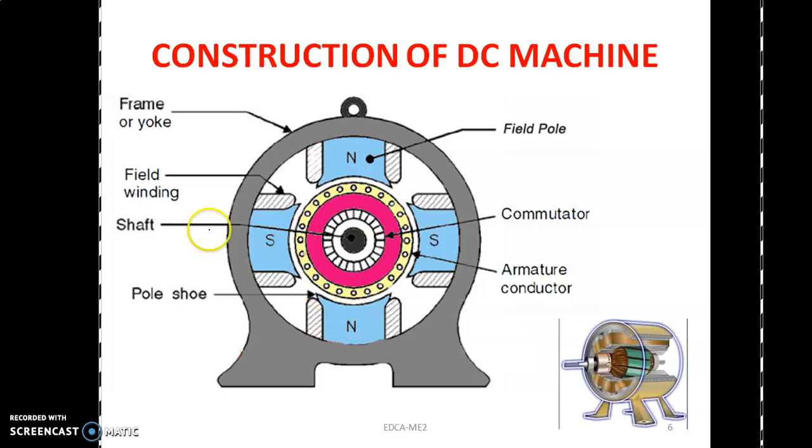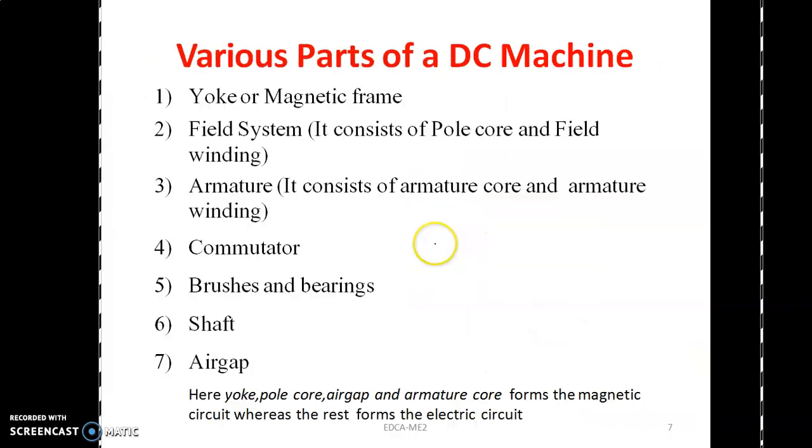See here, this is a cross-sectional view of a DC machine. It has different parts: frame or yoke, field winding, shaft, pole shoe, field pole, commutator, armature conductors. This is the 3D view. We will see what all these parts are and what their purposes are. These are the various parts of a DC machine: yoke or magnetic frame, field system, armature, commutator, brushes and bearings, shaft, air gap.